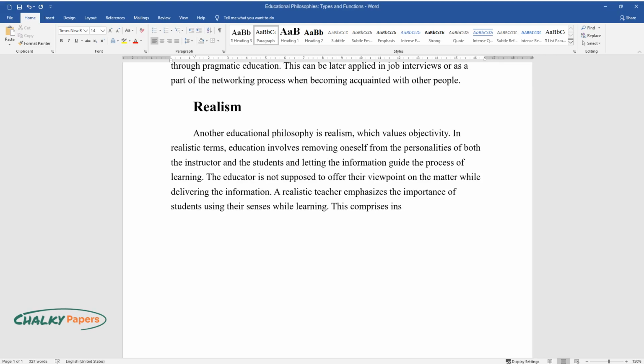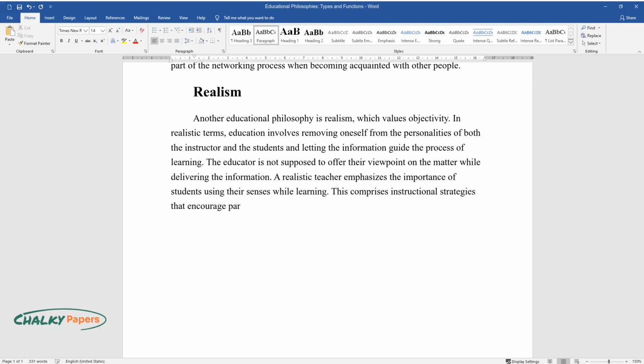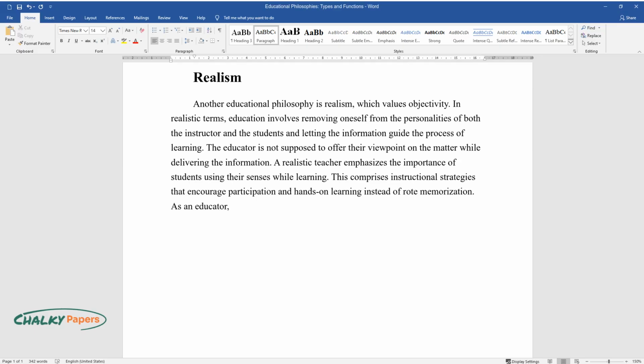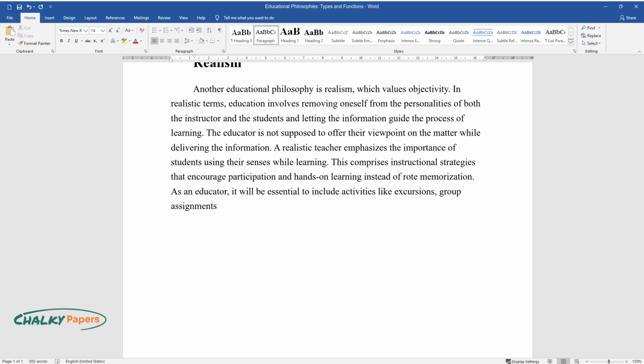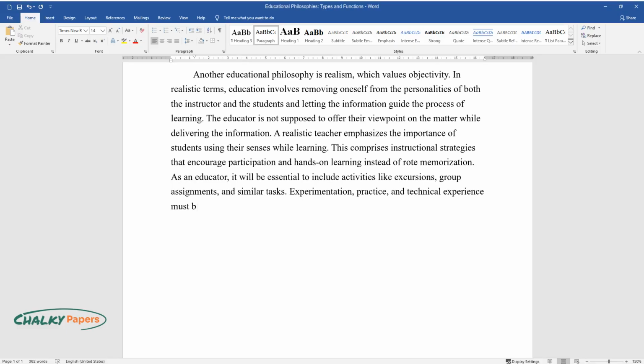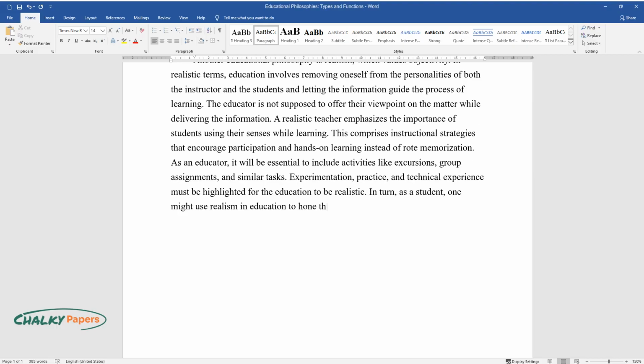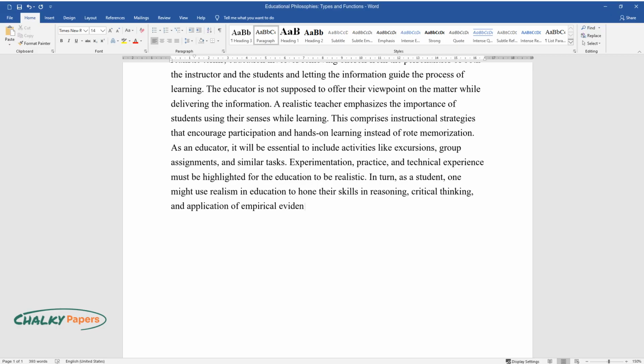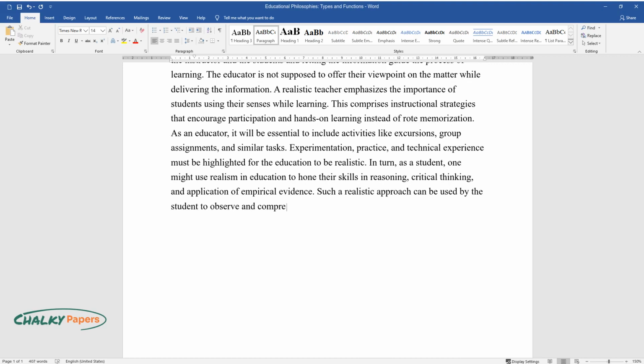This comprises instructional strategies that encourage participation and hands-on learning instead of rote memorization. As an educator, it will be essential to include activities like excursions, group assignments, and similar tasks. Experimentation, practice, and technical experience must be highlighted for the education to be realistic. In turn, as a student, one might use realism in education to hone their skills in reasoning, critical thinking, and application of empirical evidence. Such a realistic approach can be used by the student to observe and comprehend facts.